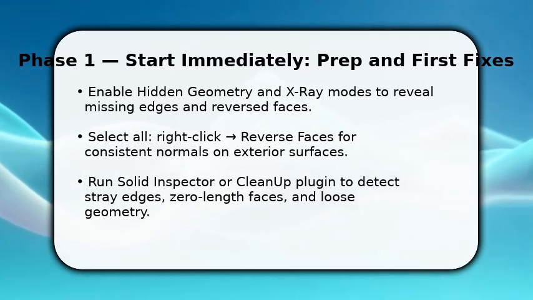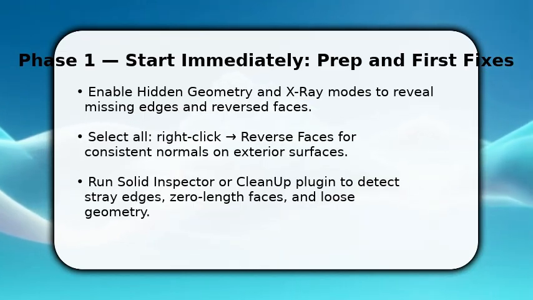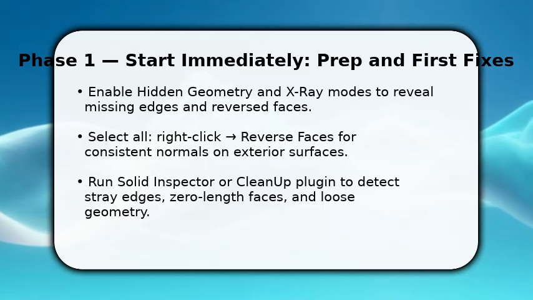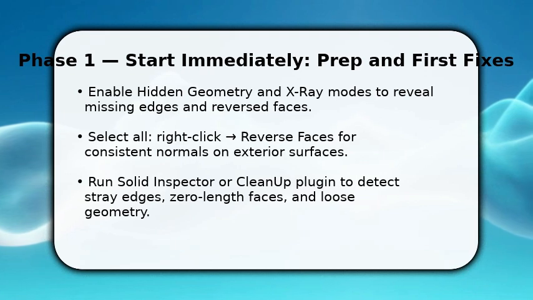Next, run Solid Inspector or Cleanup to hunt zero-length edges and loose segments. These small faults cause holes and clipping. Make sure to work on a copy so you can revert if a repair step alters intended topology.